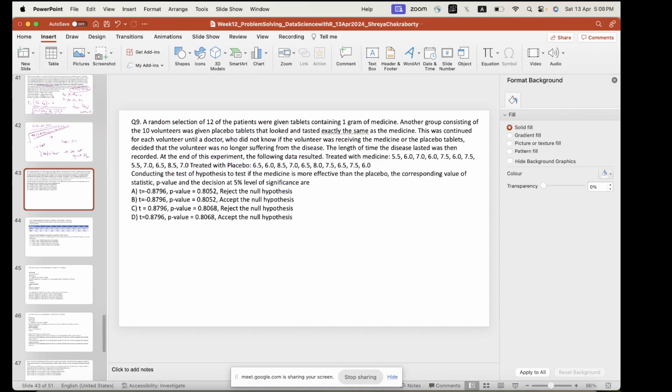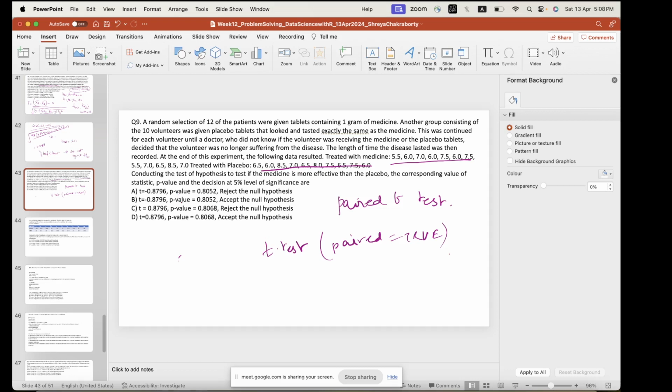Okay, this is actually an example of a paired t-test. So in order to do it in R, this is your before treatment, this is your after treatment. If you just do a t.test with paired equal to true, then you are going to get your test statistic and the p-value, and whether you should accept or reject the null hypothesis.